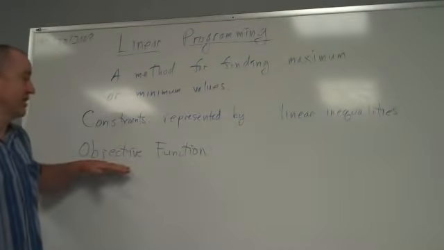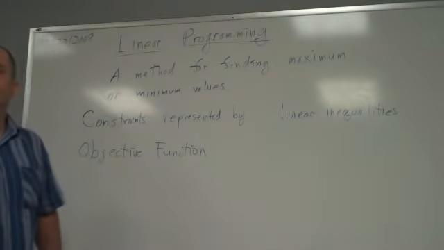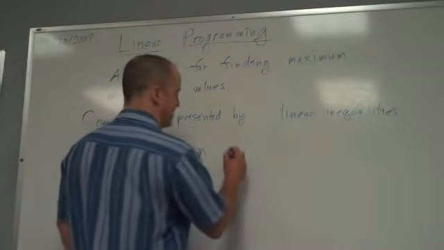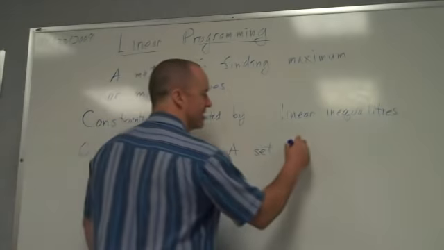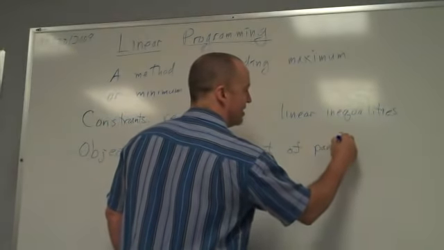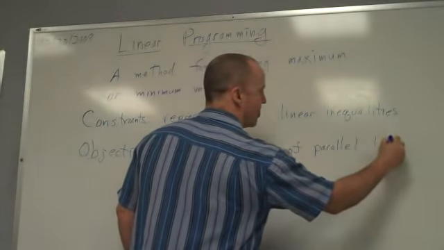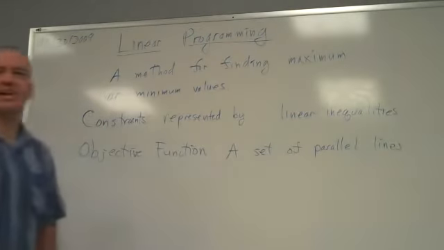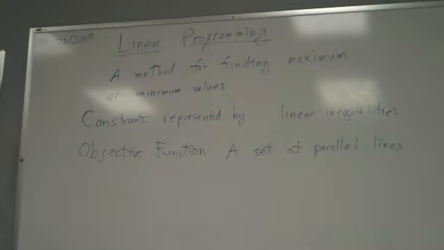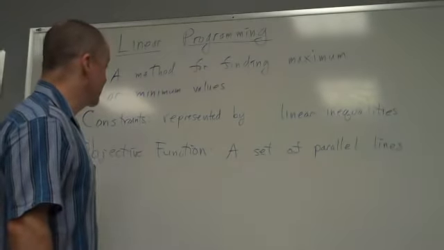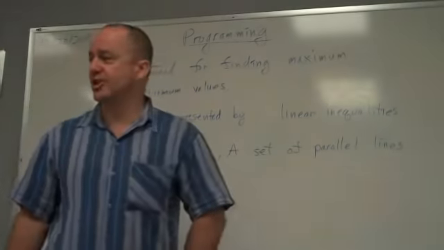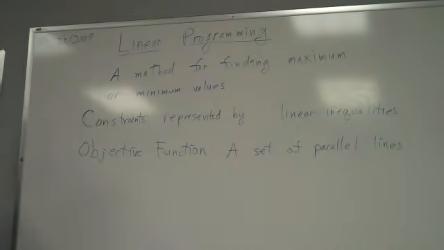Now, the objective part, I'm honestly not sure why it's there, but the objective function is actually a set of parallel lines. The objective function is a set of parallel lines, and there's a way we represent that. And I'll get to that visually in a minute or two, I hope. You've got your constraints, you've got your objective function, and you've got a rule.